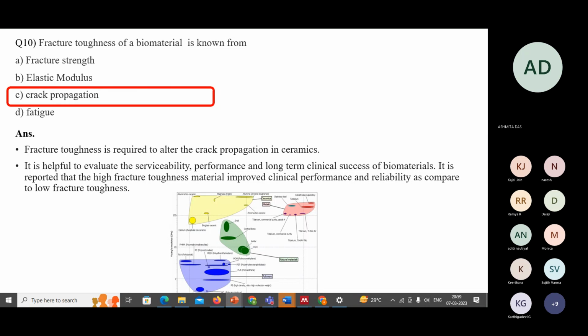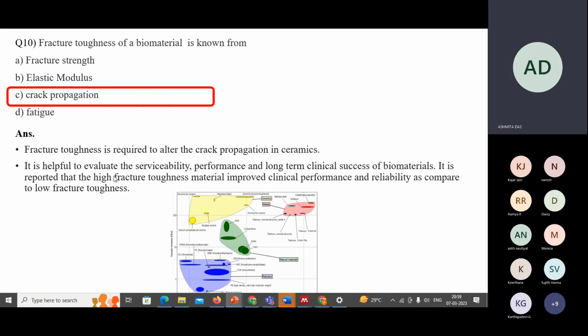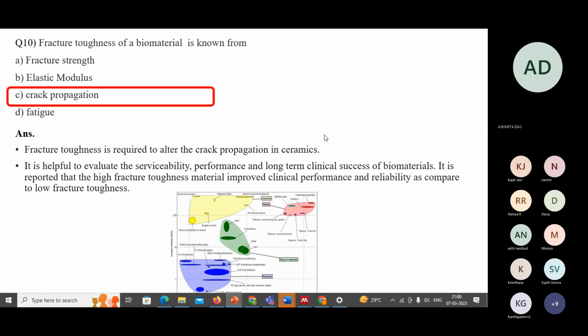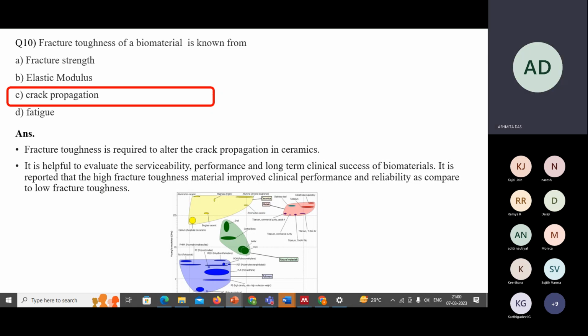It is basically helpful to evaluate the serviceability, performance, and long-term clinical success of the biomaterial. It is reported that high fracture toughness materials improve the clinical performance compared to low fracture toughness ones. So it basically helps to quantify the tolerance of the material, how they can withstand the cracks which already pre-exist in the material.